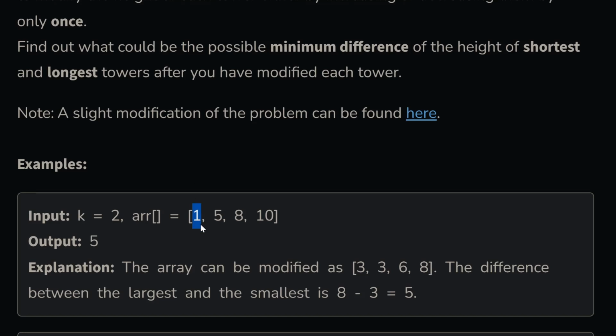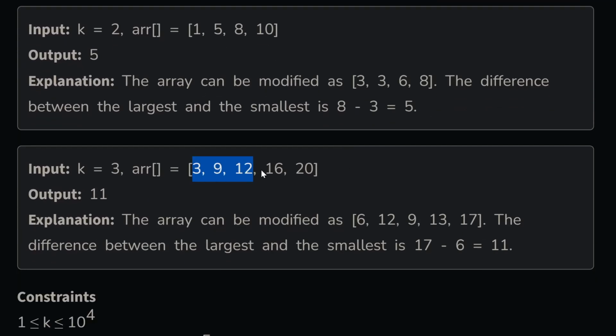If I increment this element and decrement this and this, the maximum is 8, the minimum is 3, so we got 5. And we have this example. If I increment this, then decrement this and this, we got 11. As you can see, after a certain point all the elements get decreased by k, and before that all the elements are increased by k.